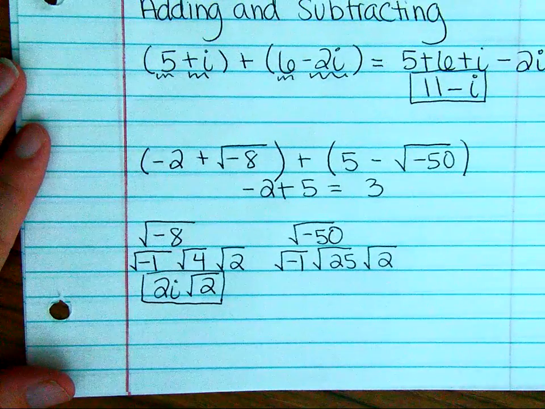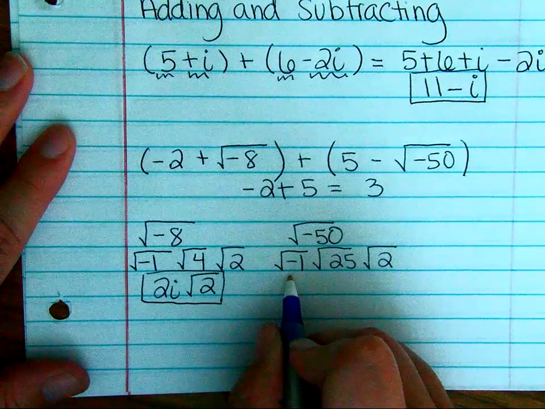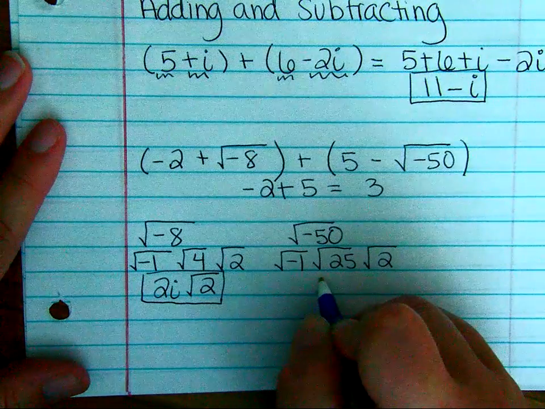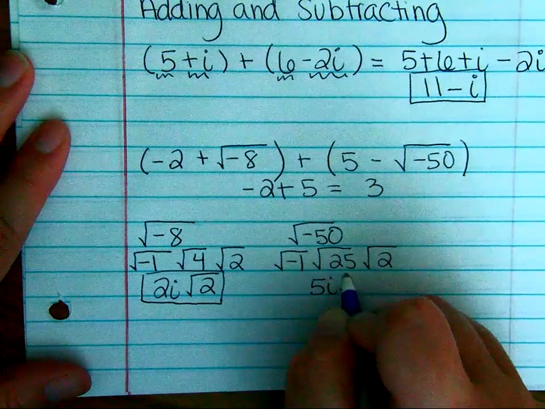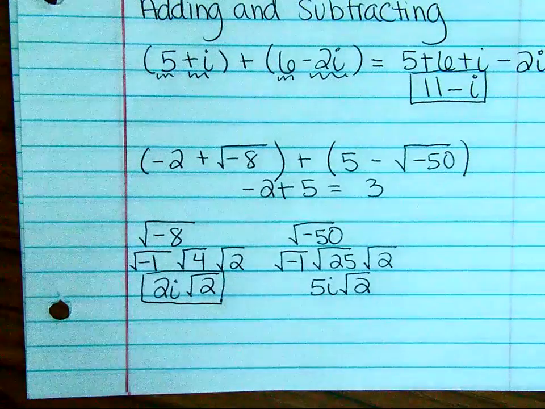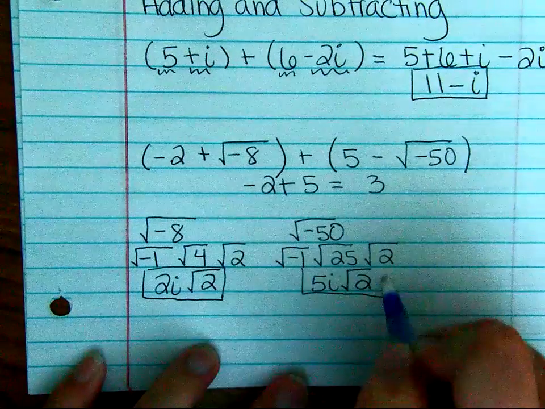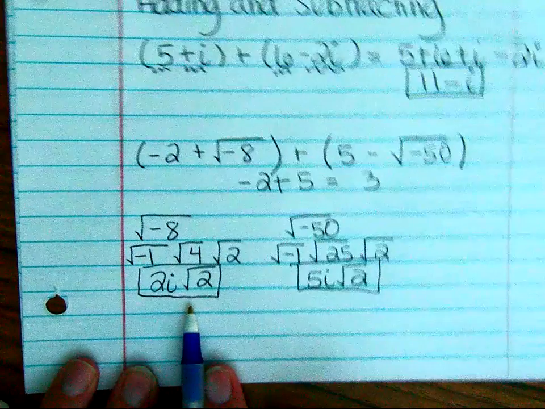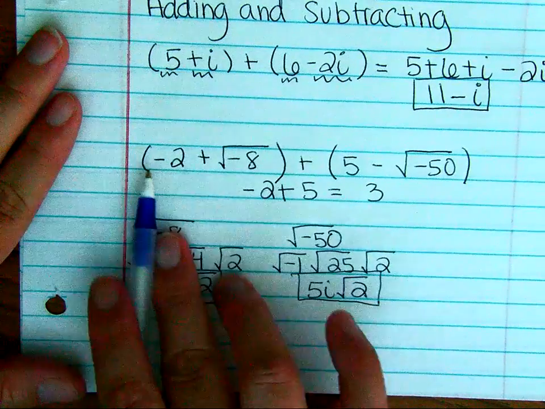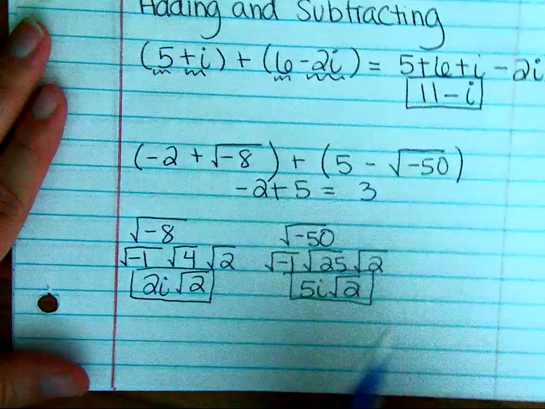Square root of negative 1 is i. Keep getting ahead of myself. And the square root of 25 is 5. So we'd have 5i square roots of 2. And now that these both have a square root of 2 underneath the radical, I can go ahead and perform the addition or subtraction. And this one had a plus sign in front of it.